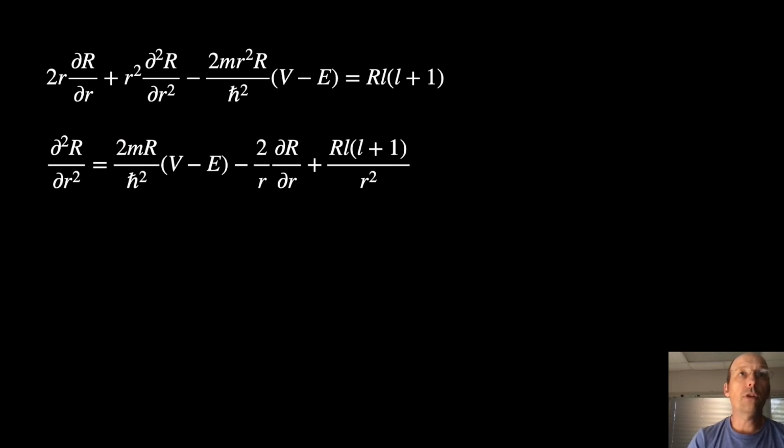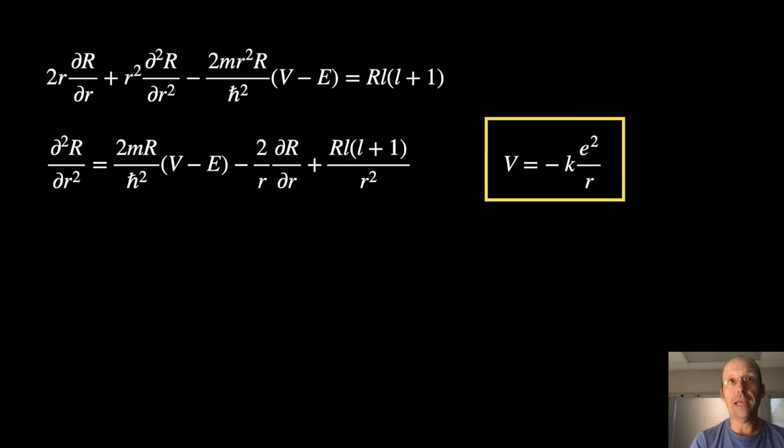Okay, what am I going to do next? I'm going to plug in for this v. Remember, v is negative k e squared over r, right there. So that's important. So it's got a box. Everything that's really important has a box, but you probably knew that one already.